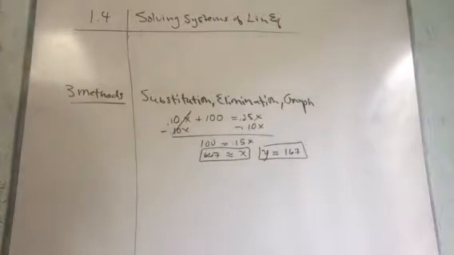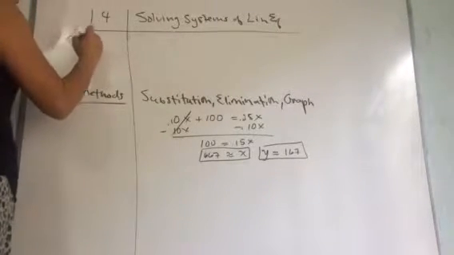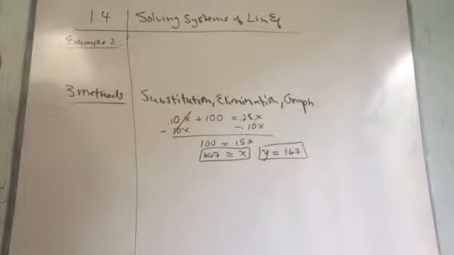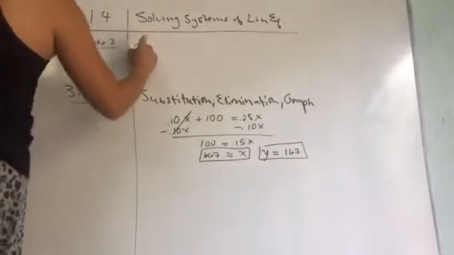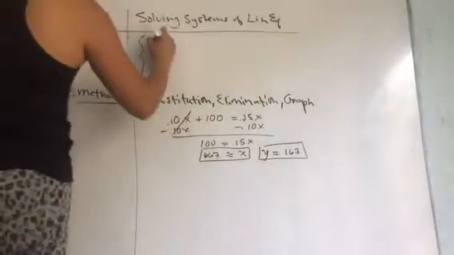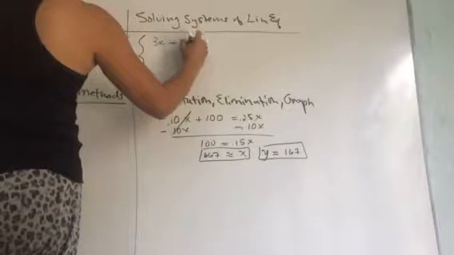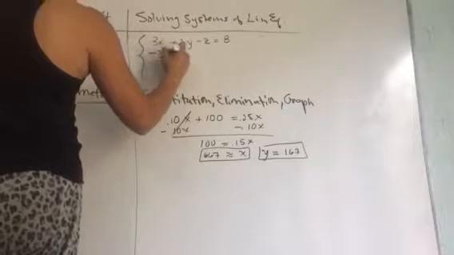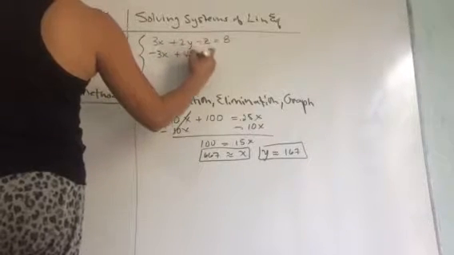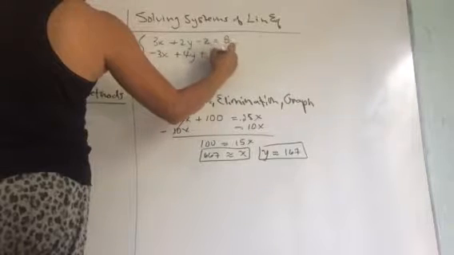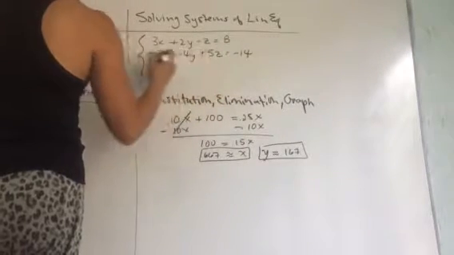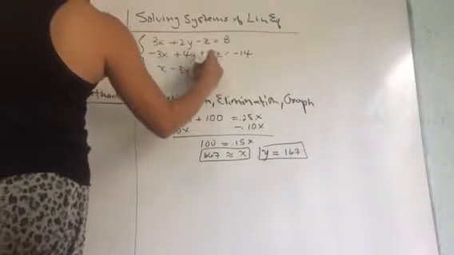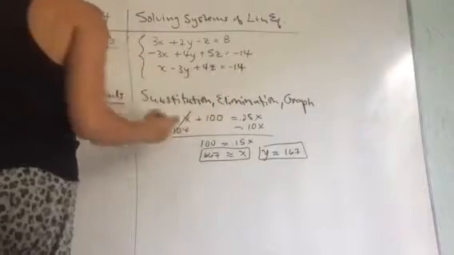Now, I'm going to throw out another general example, and I'll call this example number 2. In example number 2, we're going to have three variables. The first equation is 3x plus 2y minus z is equal to 8. Then negative 3x plus 4y plus 5z is equal to negative 14. And then x minus 3y plus 4z is equal to negative 14.